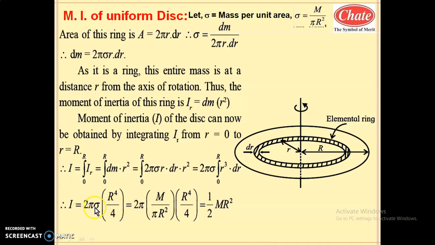Sigma value for the complete disk will be mass of the disk divided by area of the disk, that is pi r square, into this r raised to 4 by 4. So solving this, here pi gets cancelled, here 2 gets cancelled with the 4, and the r square gets cancelled. We get the moment of inertia of the disk as mr square by 2. That is half mr square, or it is said as mr square by 2. So this is the expression for moment of inertia of a disk. Likewise, we can calculate the moment of inertia for any regular shape.